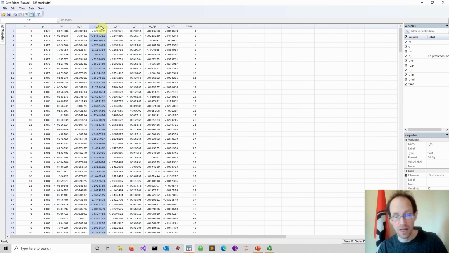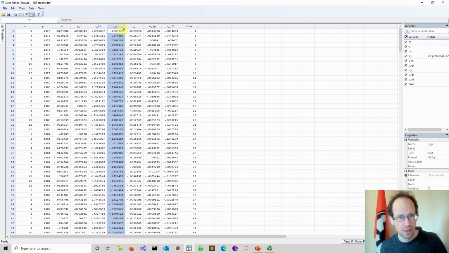UTS is the unexplained shock in the term structure of interest rates. Again, I don't want to go into the financy bit behind it. If you want to know more, just leave a comment and I will get back to you. URT is the unexpected risk premium, so this is the difference between AAA rated bonds and BAA rated bonds.